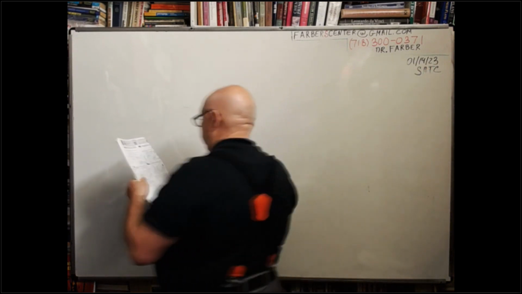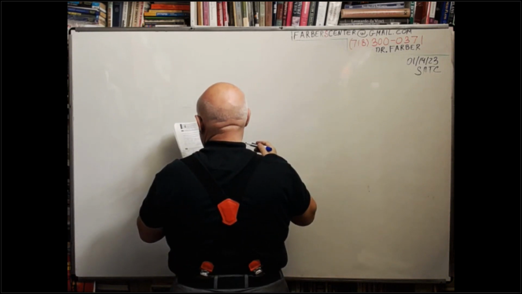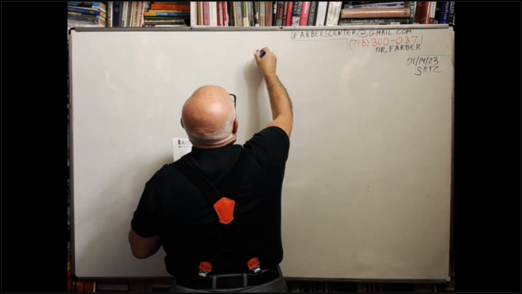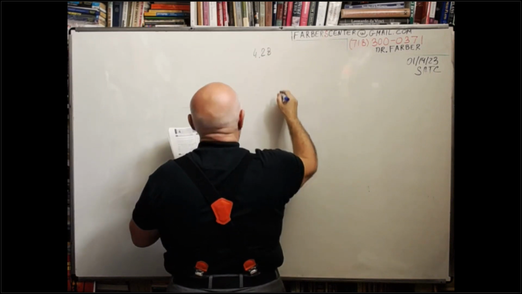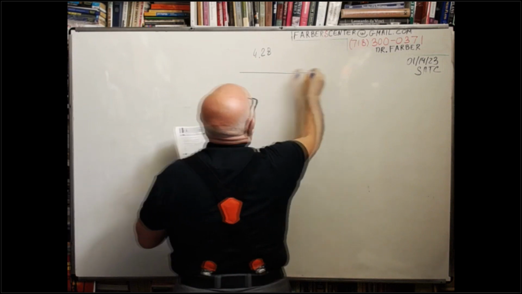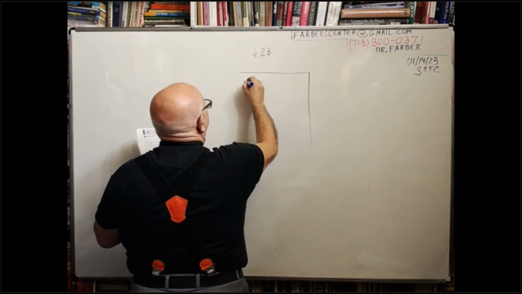Let's make a picture first. This is 428. So first of all, we have a rectangle. In this rectangle, we have two rectangles.